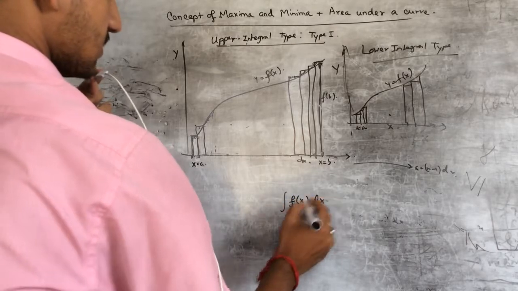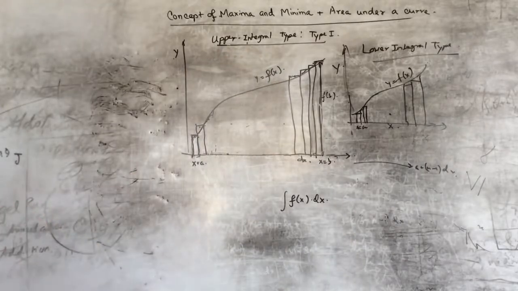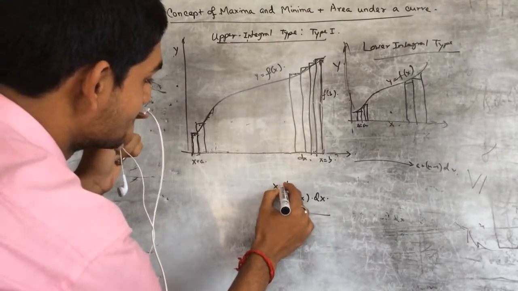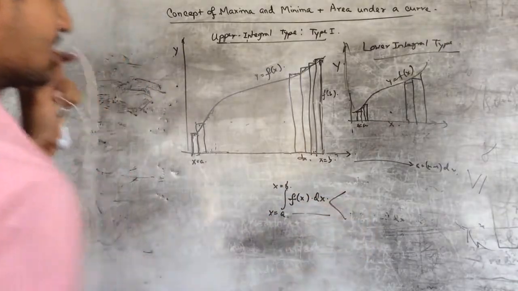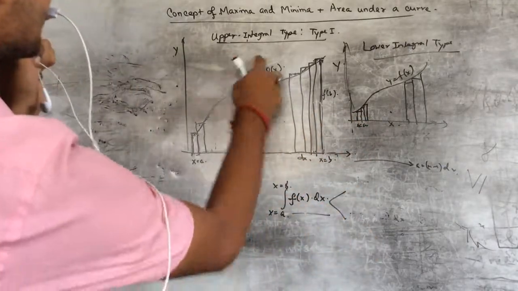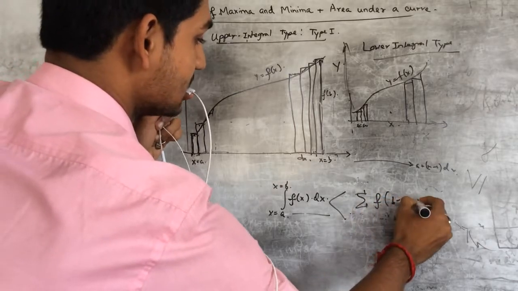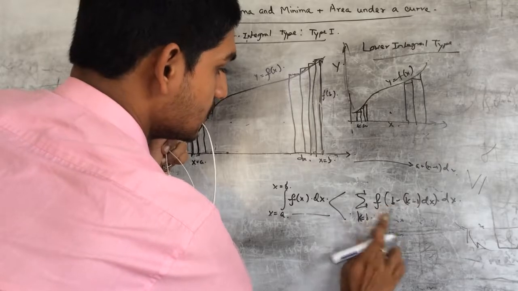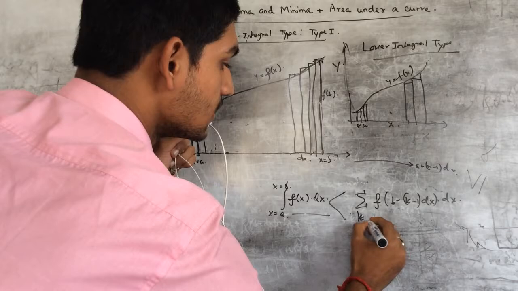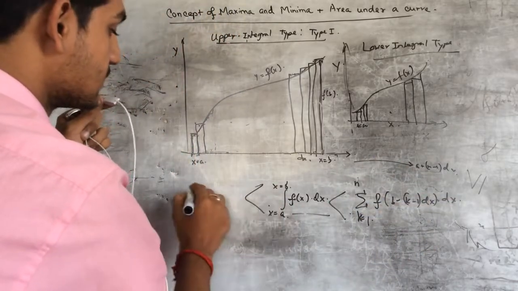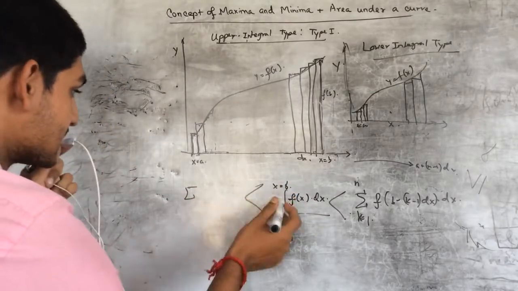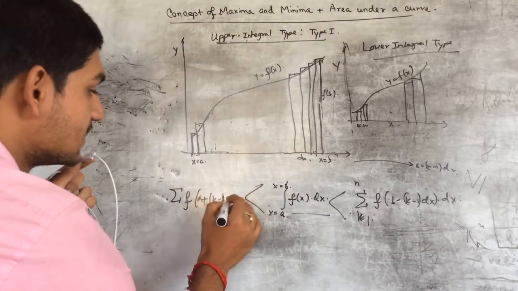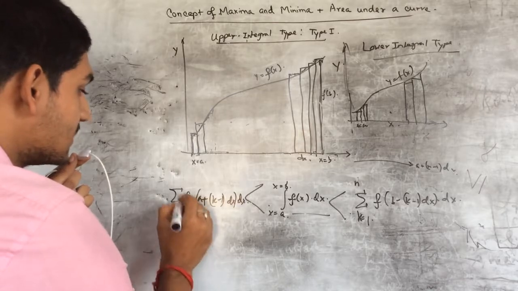Integral of f(x) dx. Now we see that the actual area of the function, that is the integral of f(x) dx from the lower bound a to the upper bound b, is actually less than the area under the function for the upper integral type, that is summation of f of b minus (k minus 1) dx into dx, k goes from 1 to n, and the actual area of the function is greater than the lower integral type, that is summation of f of a plus (k minus 1) dx into dx, k goes from 1 to n.